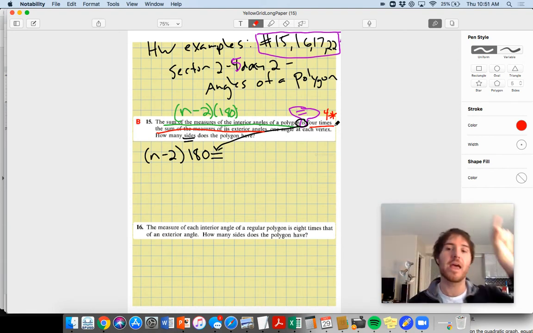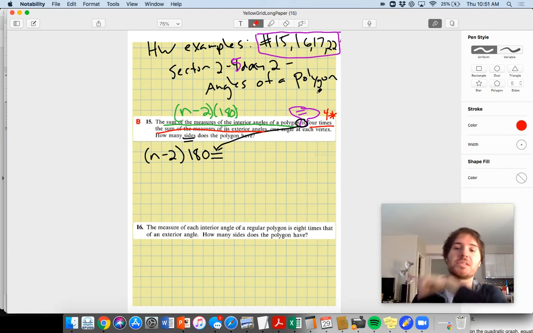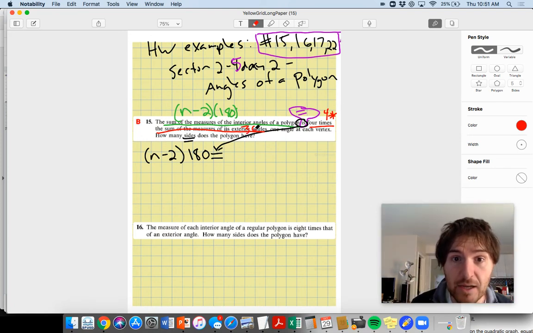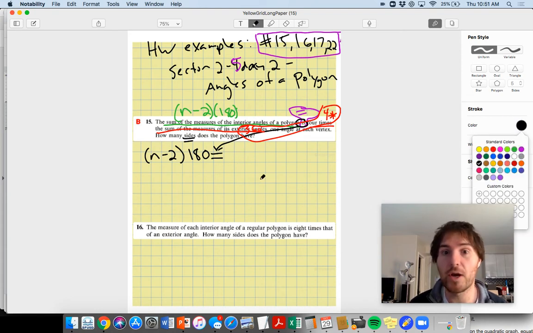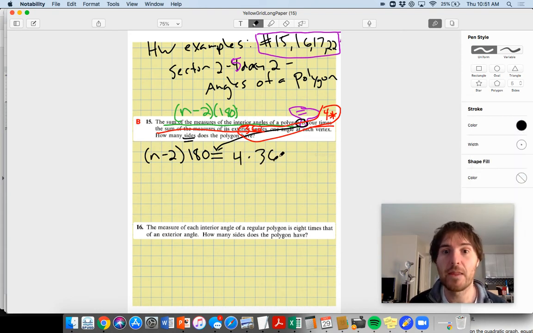What is that other theorem that we have? We have this theorem for the interior angles. What's the other theorem for the exterior angles? It's always going to be 360, okay? So here we have 360. So here we have 4 times 360, and that goes on the right side of the equation. Boom, there you have it.